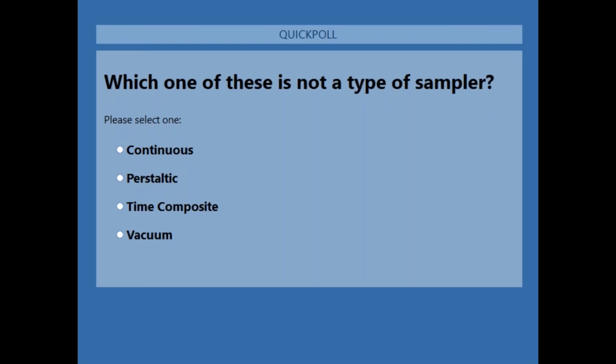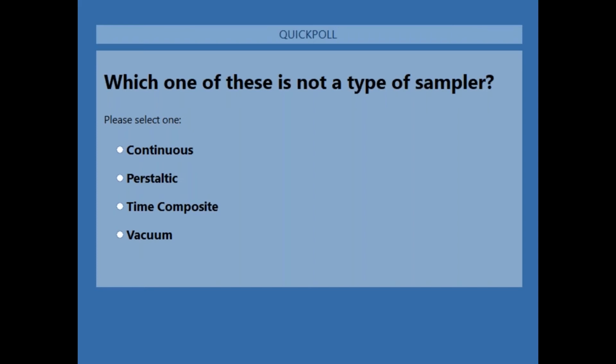I don't know if you're seeing it, Cornell, but it says which one of these is not a type of sampler: continuous, peristaltic, time composite, vacuum. We'll give people some time to respond. I can see people responding. If you guys would respond in the next 30 seconds or less before I close it. I'm seeing that only 18% of the people have voted right now. I think if we get to 50%, I'll be happy. So those of you that are actively on your computers, please respond quickly.